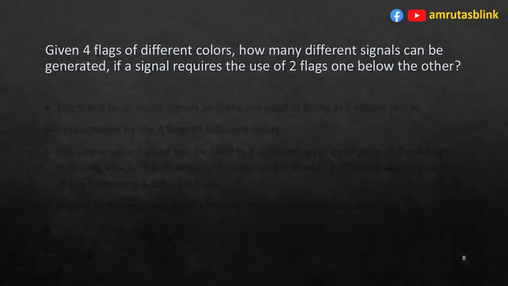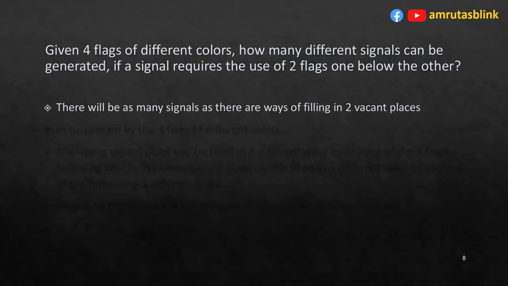Given 4 flags of different colors, how many different signals can be generated if a signal requires the use of 2 flags, one below the other? Now, suppose we have 4 flags of different colors, let's say like this: one flag, another flag, this is the third flag, and this is the fourth flag.